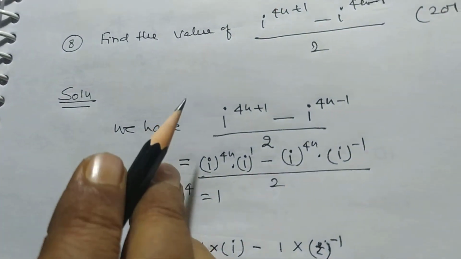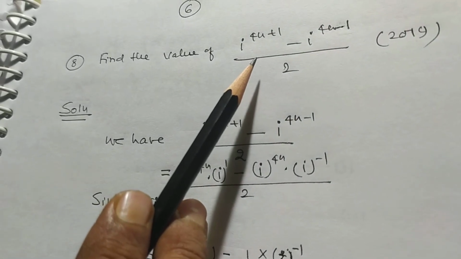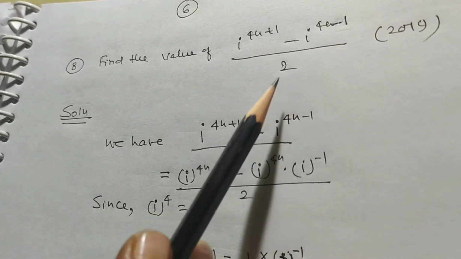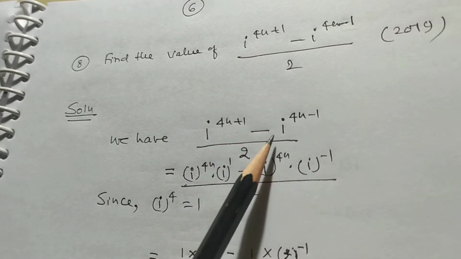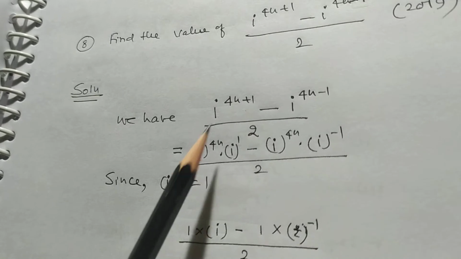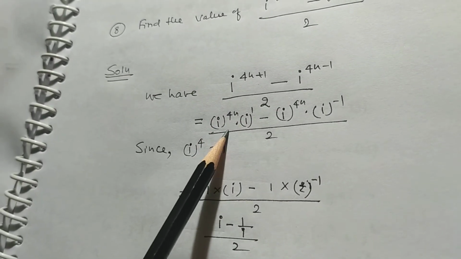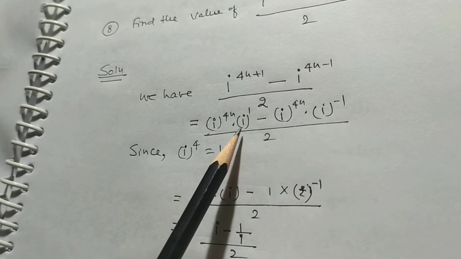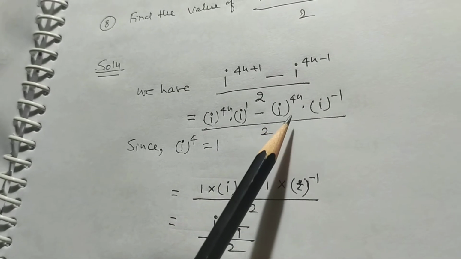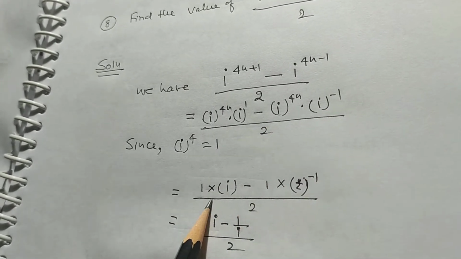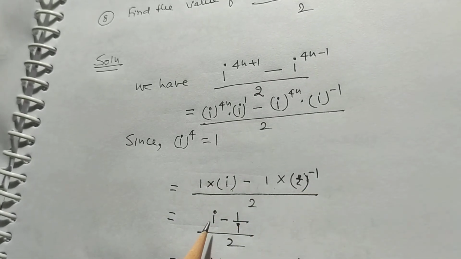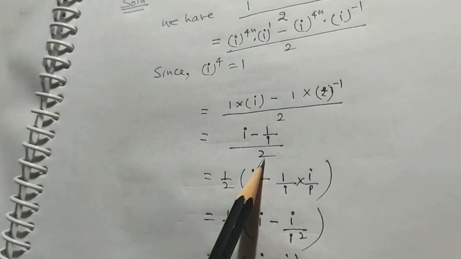Now find the value of i to the power 4n plus 1 minus i to the power 4n minus 1, divided by 2. Can we write it in this way? We first write it in terms of multiples of 4, and then separate the other power of i. i to the power 4n times i, minus i to the power 4n times i to the power minus 1. It is 1 plus i, minus 1 plus i to the power minus 1.